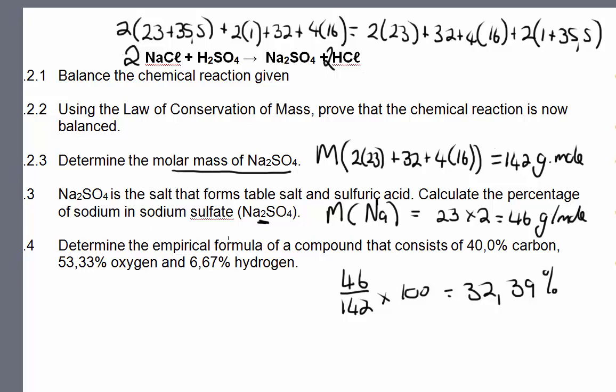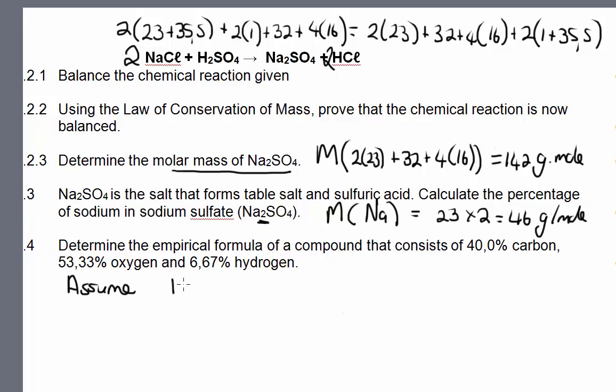Determine the empirical formula of a compound that consists of 40% carbon, 53.33% oxygen, and 6.67% hydrogen. If we go and do this calculation, our first step, as you can see here, it's for 8 marks. So our first step will be to say, assume, and it's the only safe time to assume in science, assume that you have 100 grams of this sample.